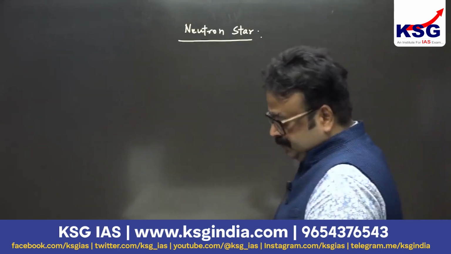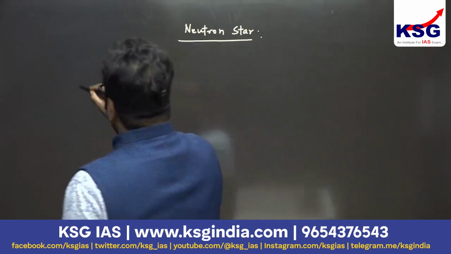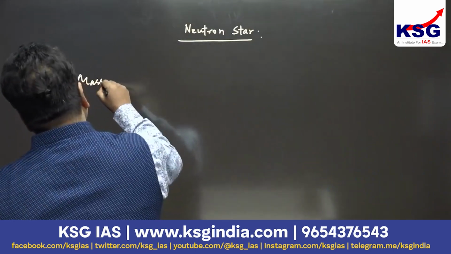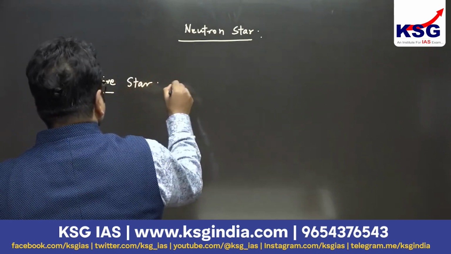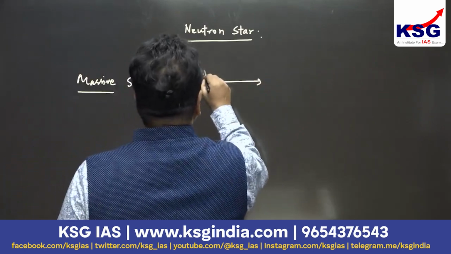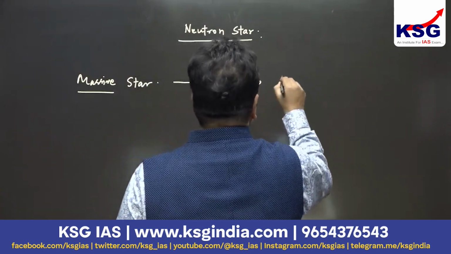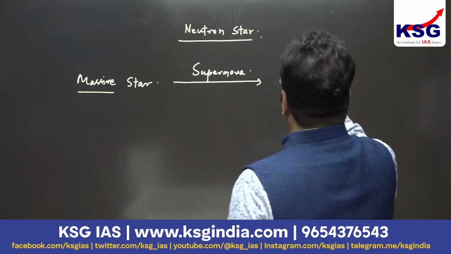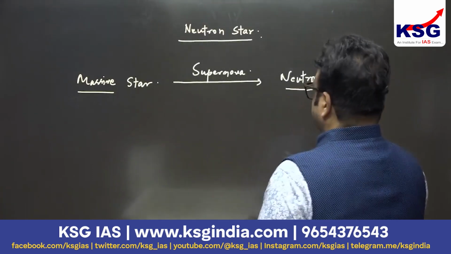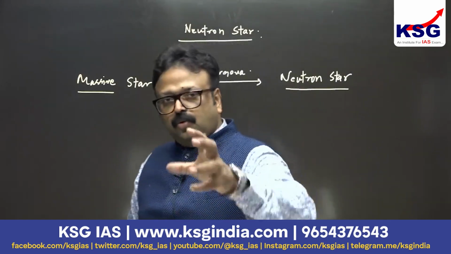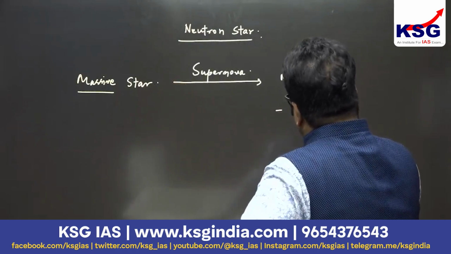Fine. So when the star is a massive star, after the supernova stage, it will form a neutron star. Basically, this neutron star is the core of the massive star. It is nothing but the core of the massive star.